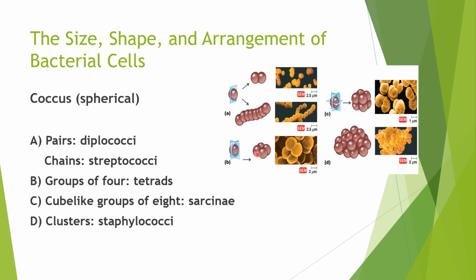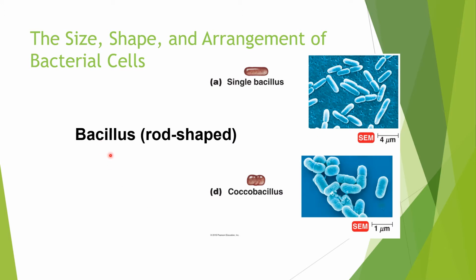If it's a group of four, we refer to it as tetrads. If it's a group of 8 to 32, we call it sarcinae. And if it's basically a cluster of spherical bacteria, we would refer to it as Staphylo, so Staphylococci. Bacillus, those are bacteria that look like rods.